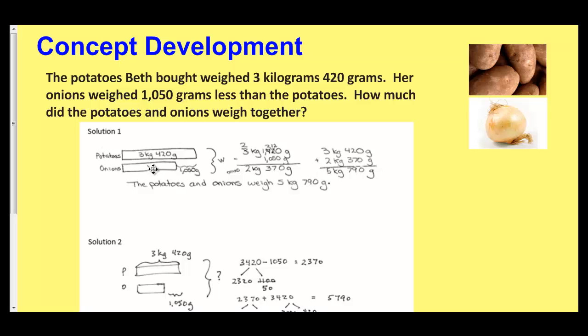So to find out how much the onions weighed, I subtracted. And in order to be able to subtract 1,050 grams from 420 grams, I had to decompose one of these kilograms into 2 kilograms and 1,000 grams. Then I was able to subtract. So once I knew the weight of the onions, all I had to do was add the onions plus the potatoes, and that's what I did over here. So the potatoes and onions weigh 5 kilograms, 790 grams.